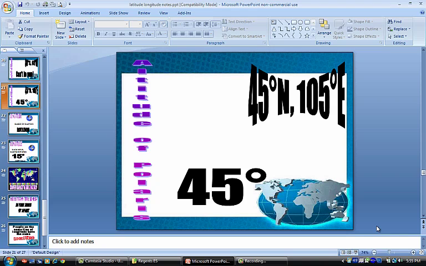Next, if we're at 45 degrees north and 105 degrees east, Polaris will be visible at an altitude of 45 degrees. Now, it does not matter whether we're in the eastern hemisphere or in the western hemisphere. We're only concerned about our latitude and whether or not we're in the southern or northern hemisphere.